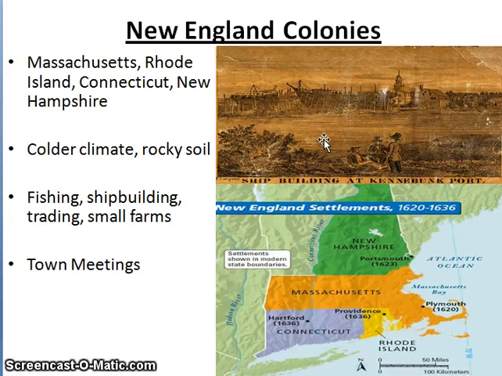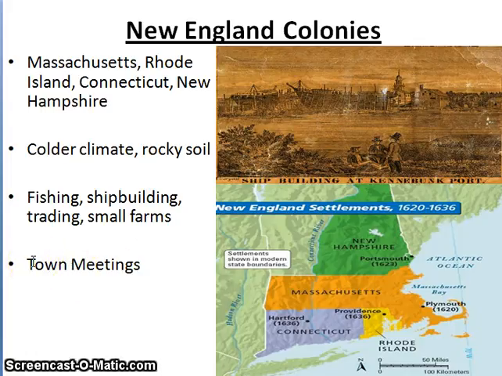So the first group we're going to talk about is the New England colonies. The New England colonies are the northeasternmost portion of the United States. They are New Hampshire, Massachusetts, Rhode Island, and Connecticut. They have a colder climate, longer, harsher winters. They have rocky soil, so it's not great for farming. For this reason, instead of making most of their money by farming, people in New England mainly had economies based on fishing, shipbuilding, trading with England, and if there were farms, they were very small and mostly for growing food for people to eat, not for sale.